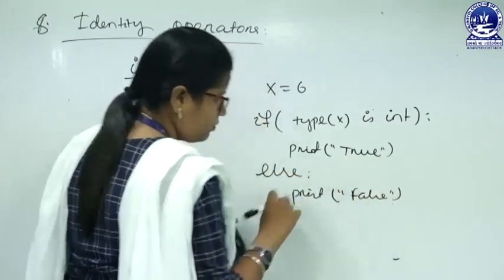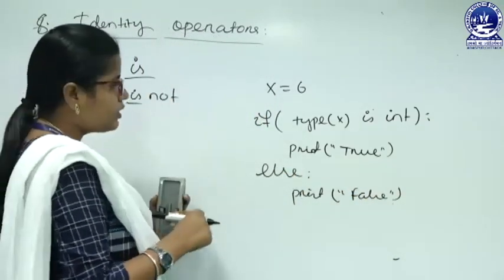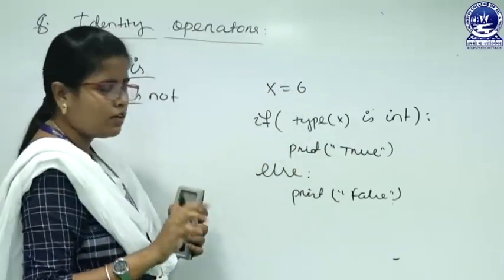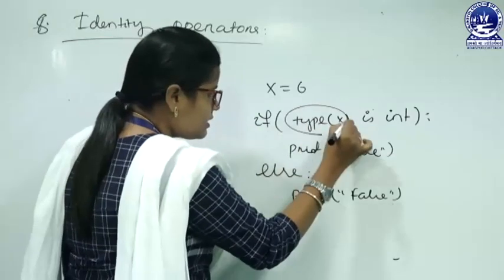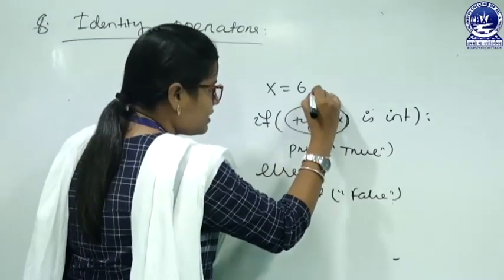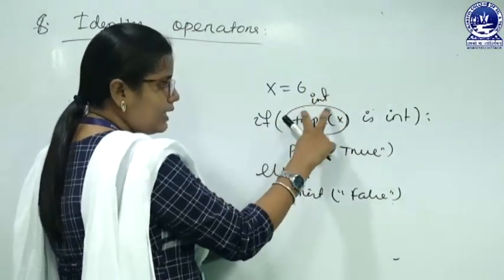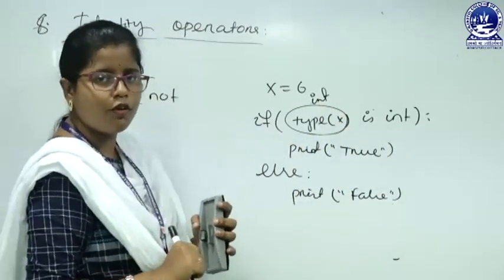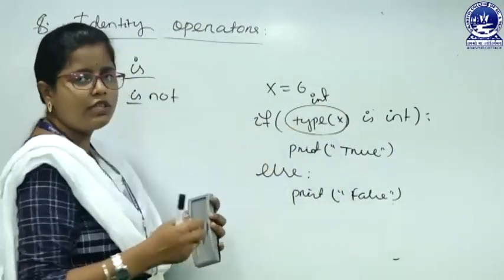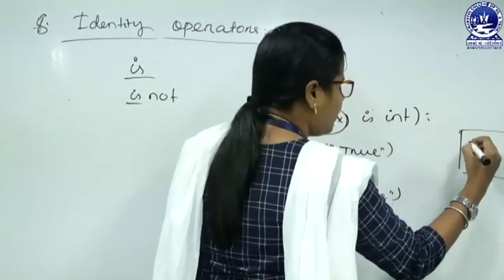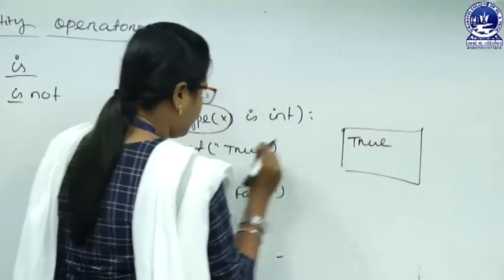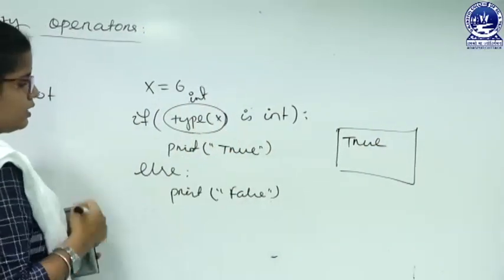Okay. So let's execute this. x equals 6. Type of x is what? Type of x is integer. Then this expression will return integer. Then integer is integer. True or false? True. If it is true, then the if block will get executed and the output screen will print true, because int is int.